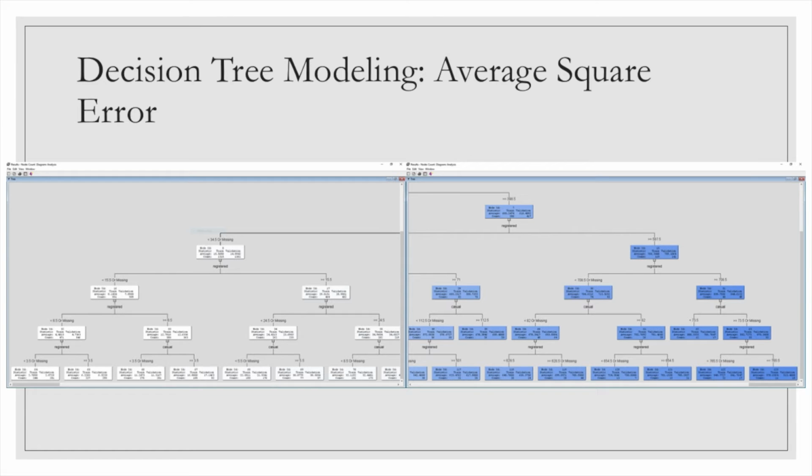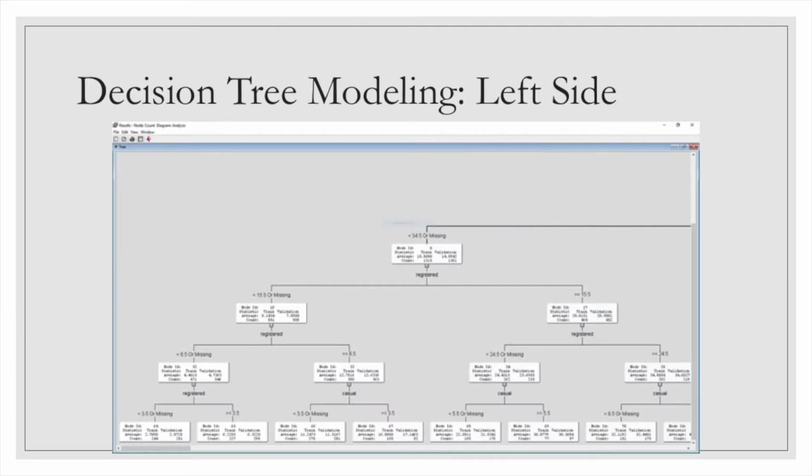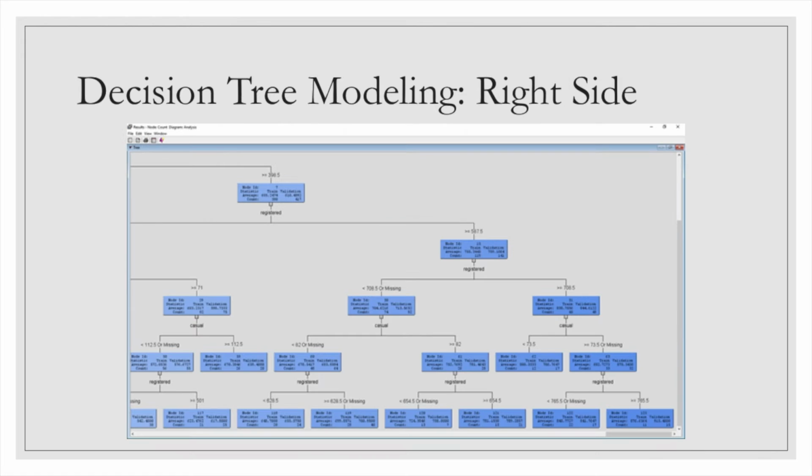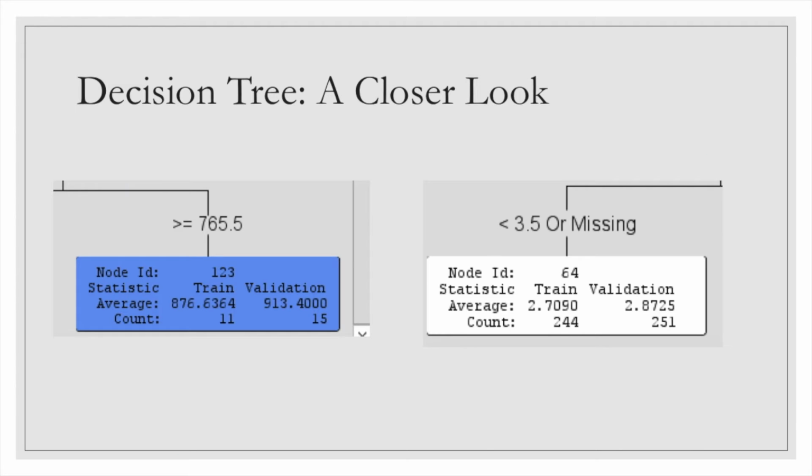This is a decision tree model for the average square area. There's the left side and the right side. Our worst case was node 64. The rules for node 64 were: registered is less than 204.5 or missing, and demand type is low or missing, and registered is less than 34.5 or missing, registered is less than 15.5 or missing, registered is less than 6.5 or missing, and registered is less than 3.5 or missing. Our best case was node 123.